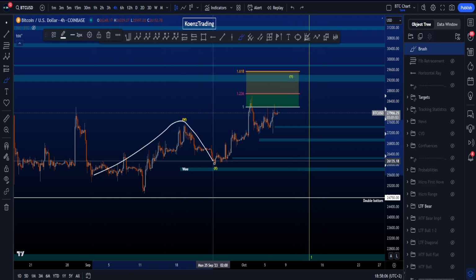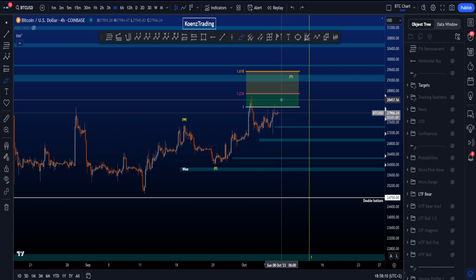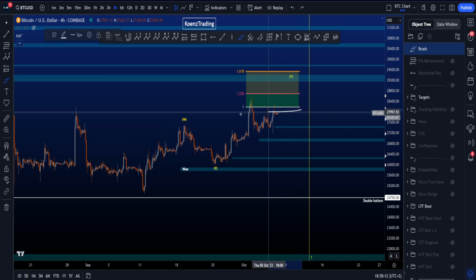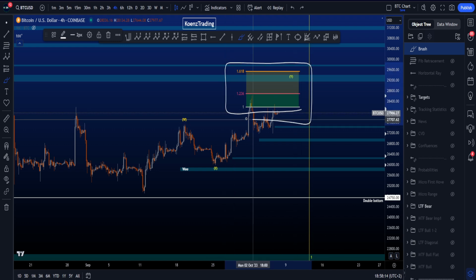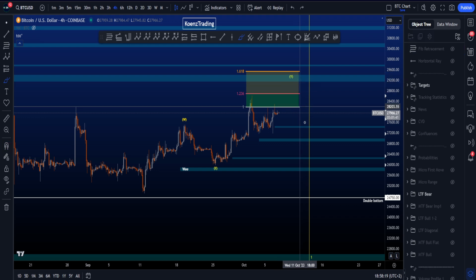So we have a flat, X, zigzag. That's exactly what you like to see, and then a double combo scenario where the target area for wave Y is between the 1-to-1 and the 1.618. So this area over here is still perfectly fine.